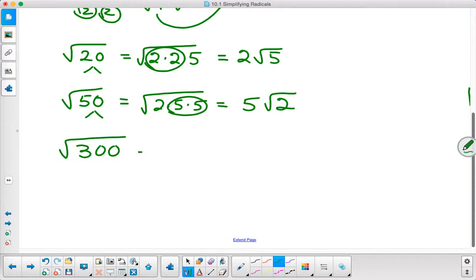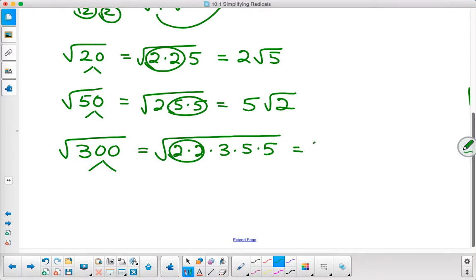Square root of 300. This one's going to have more factors once you get your tree done. So pause and do your tree. Okay, the factors should have been 2 times 2 times 3 times 5 times 5. This one has a pair of 2's, that comes out, a pair of 5's, that comes out, and a square root of 3. So multiply the 2 and the 5 together. So we get 10 times the square root of 3.